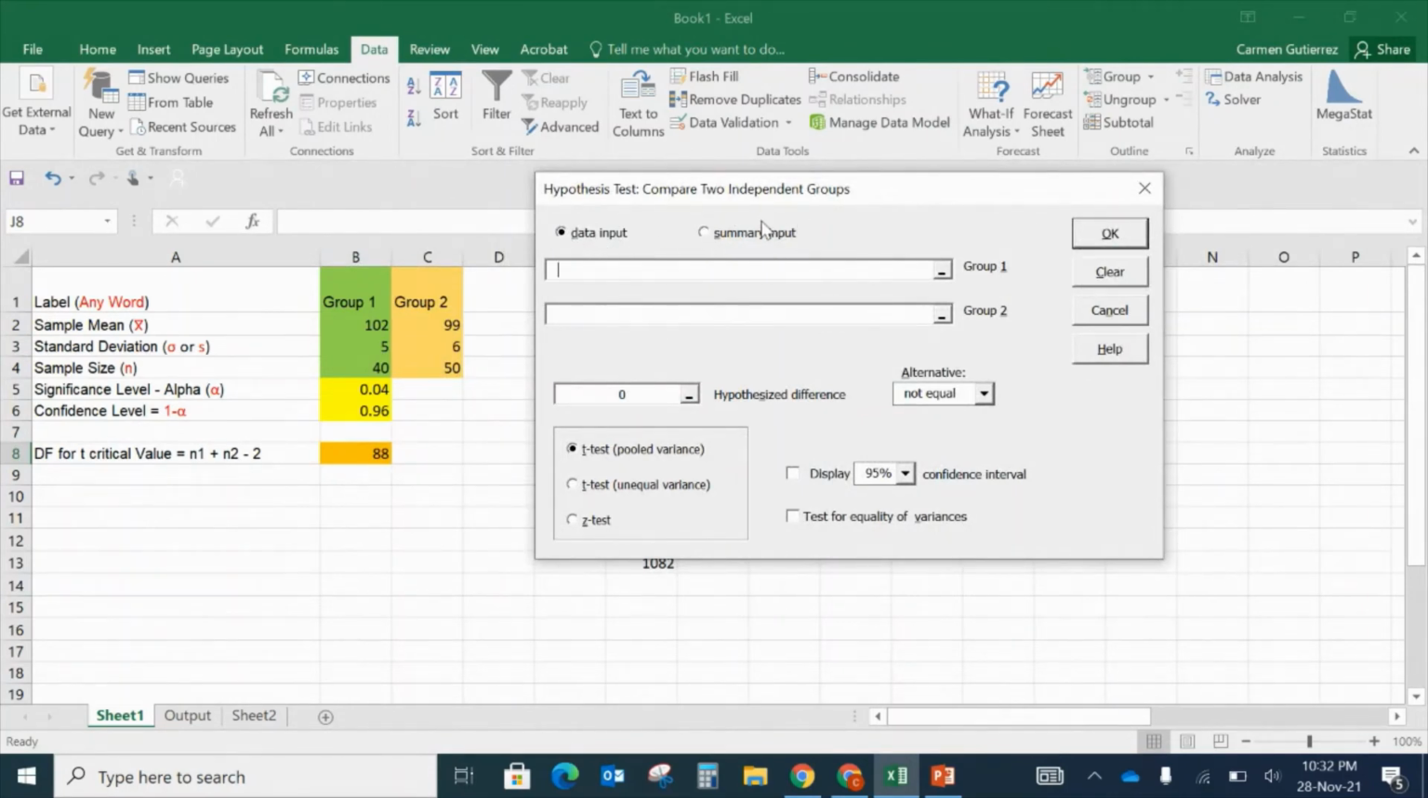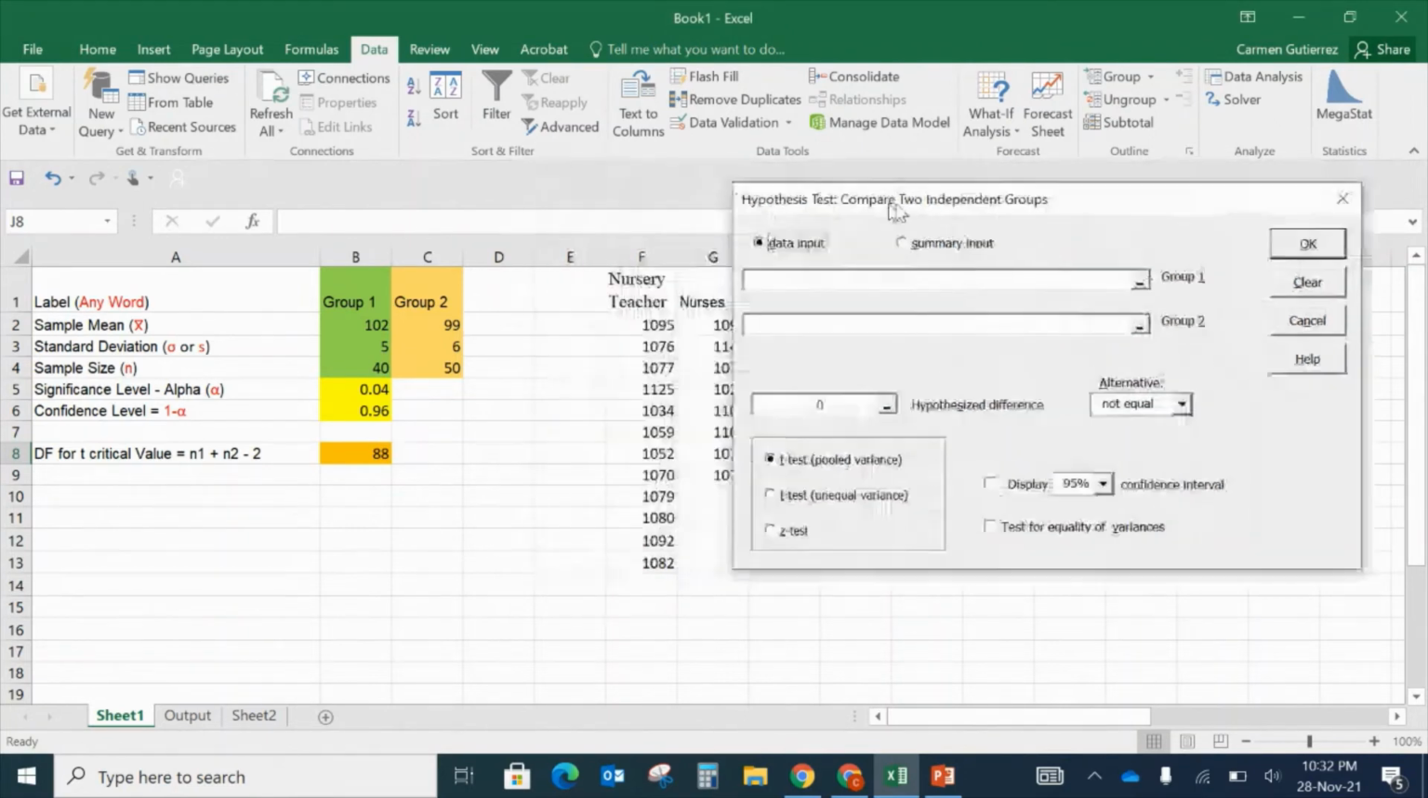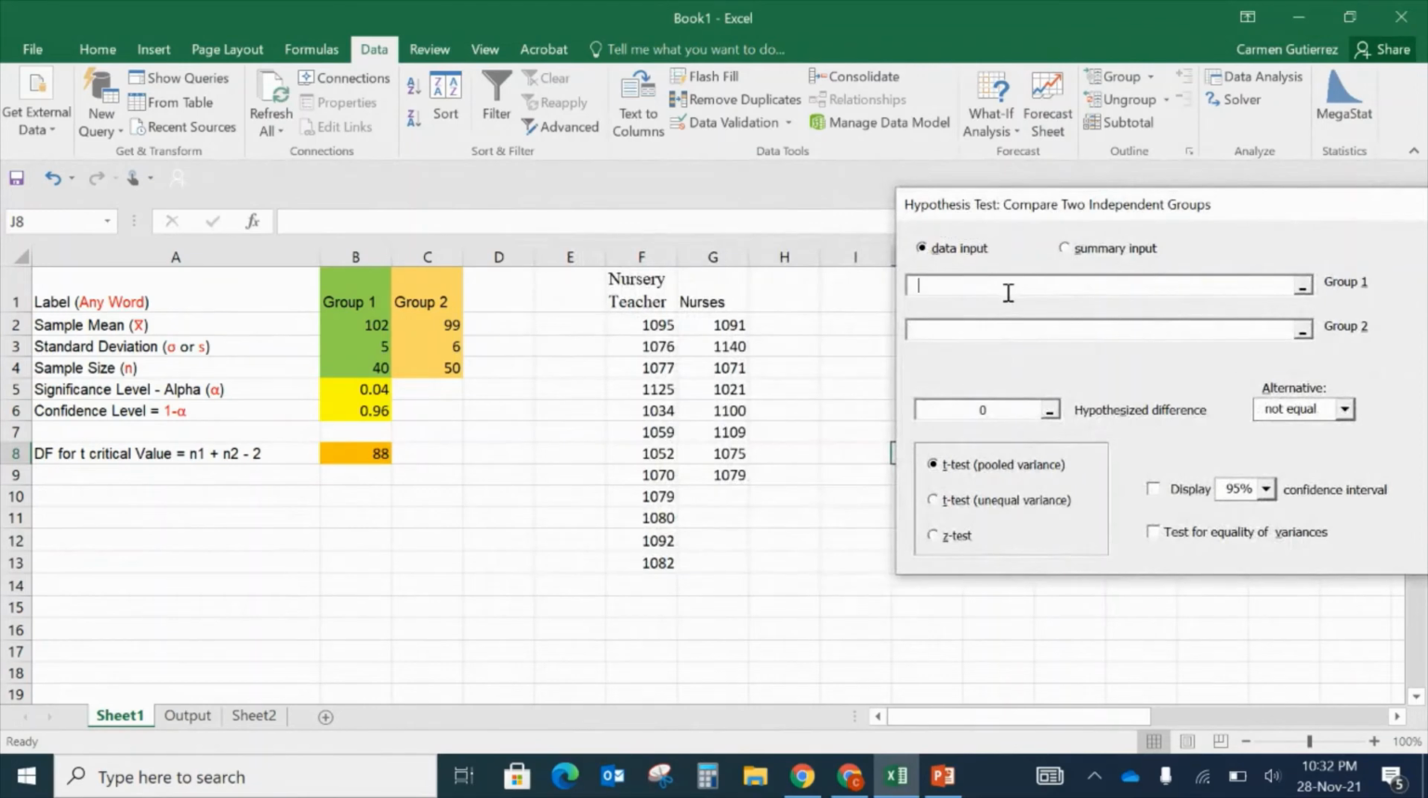The summary input format is very similar to chapter 10. But let's see, what is data input? So data input is you choose data input if, for example, they give you the total number of data points. For example, here, column F and G have the data points for salary of nursery teachers compared to nurses, okay?